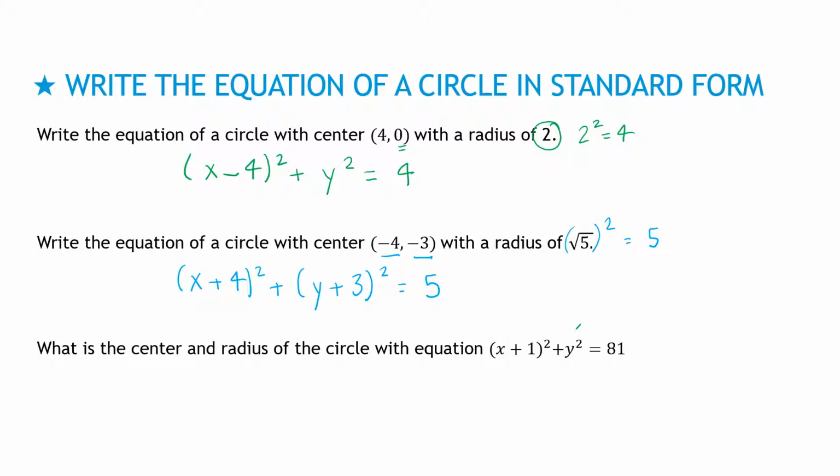The last one is the opposite. We're going in the reverse direction. This is saying this was x minus negative 1, and so the center is negative 1, comma, this is y minus 0 quantity squared, so 0 would be the other center point, so my center is at negative 1, comma 0. And then to find the radius, I'm taking the square root of 81, which of course is 9.